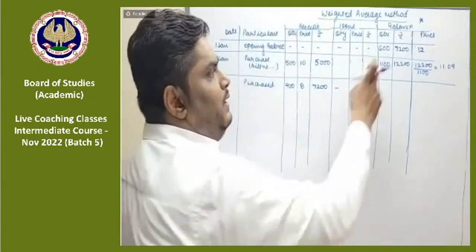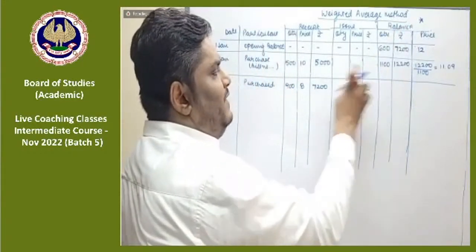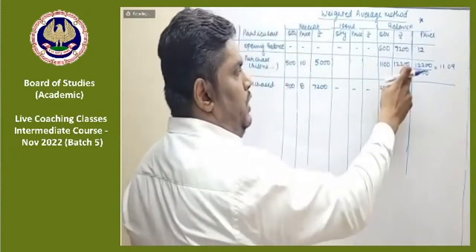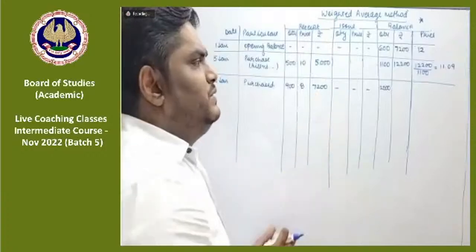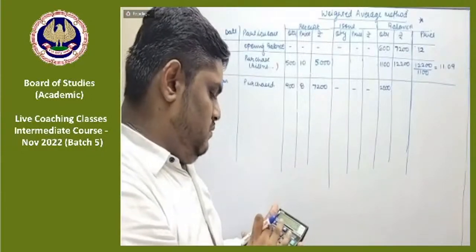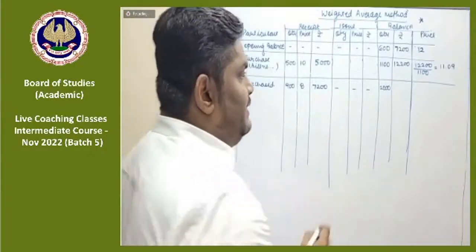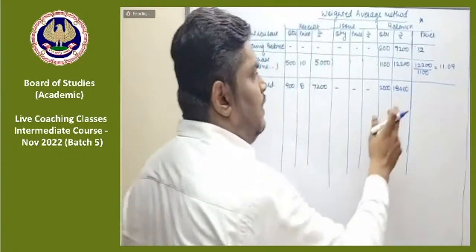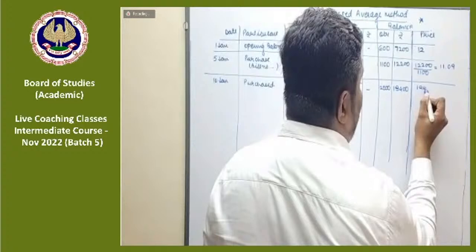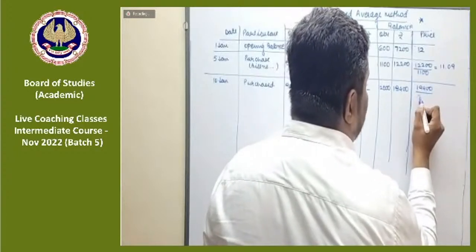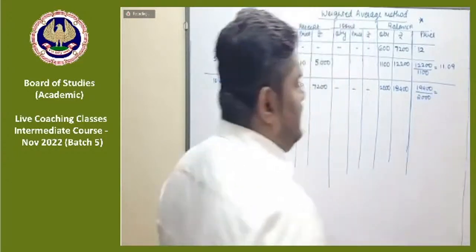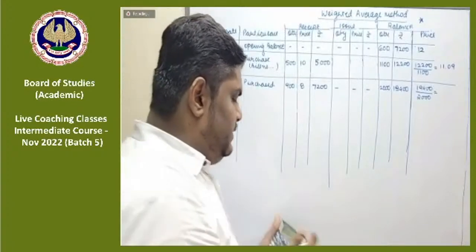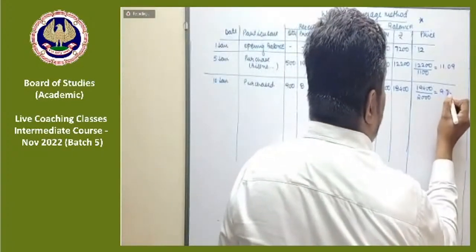Now, very important. Quantity and amount, very simple. 1100 plus 900, that is 2000. 12,200 plus 7,200, this will be 19,400. The total price will be 19,400 divided by 2000. So the price will be 19,400 divided by 2000. This will be 9.7.